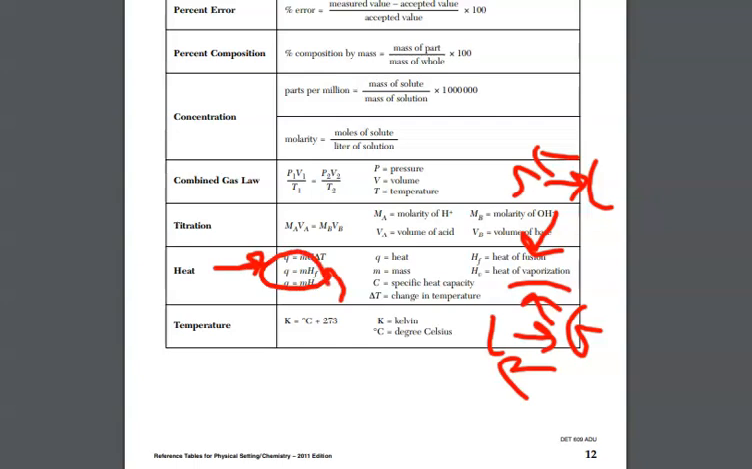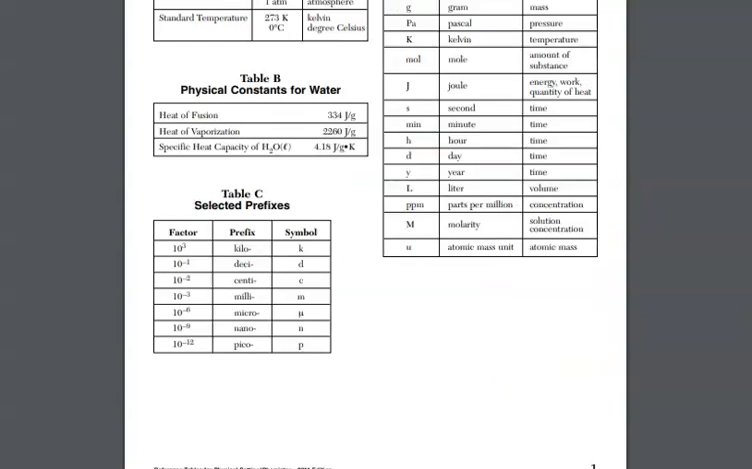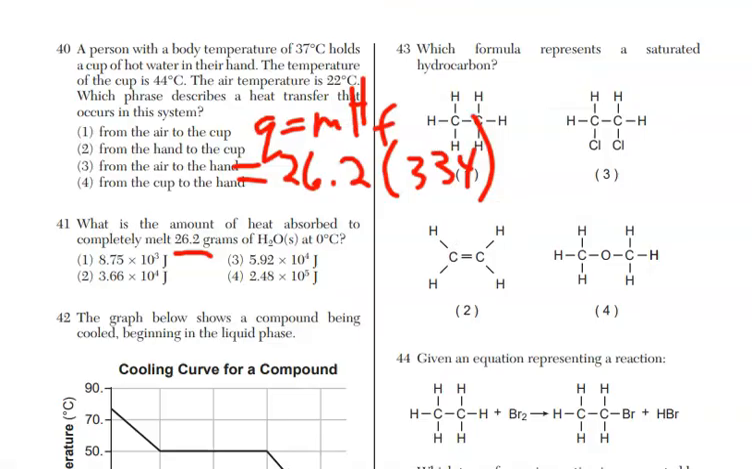Now, the heat of fusion is a constant, just like specific heat capacity, just like heat of vaporization. That is on the front of the reference table. Here we are, table B. I need the heat of fusion. What this means is for every gram of ice, 334 joules of energy are required. Here is the equation. I plug the values in. Remember, there is no delta T here.